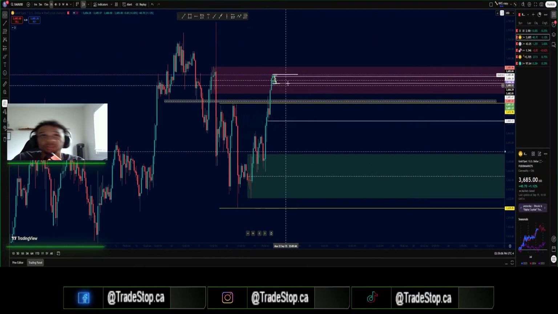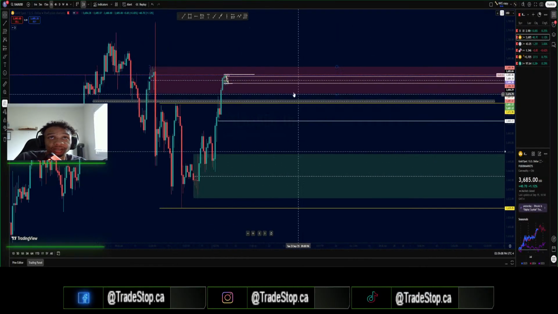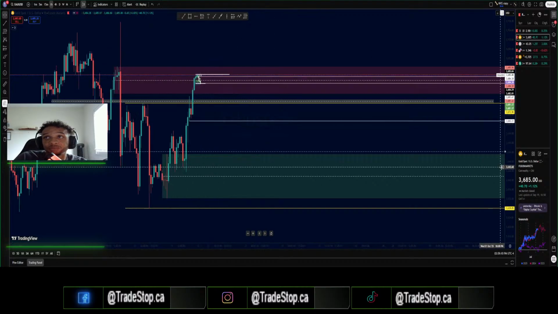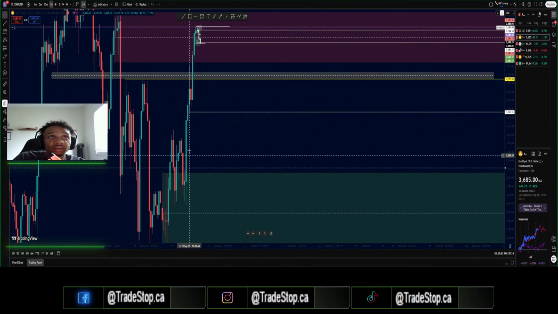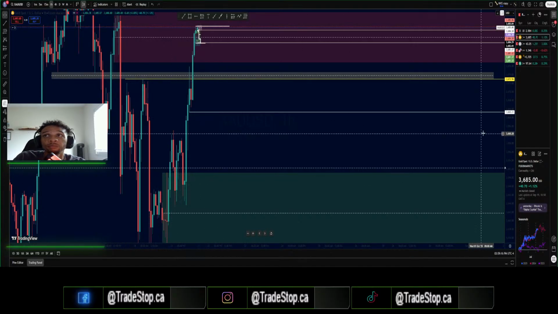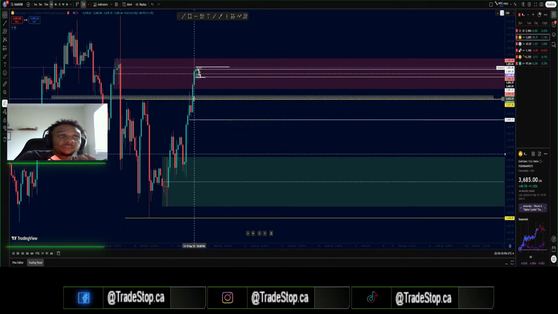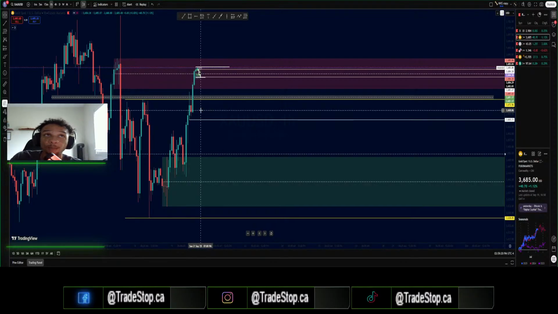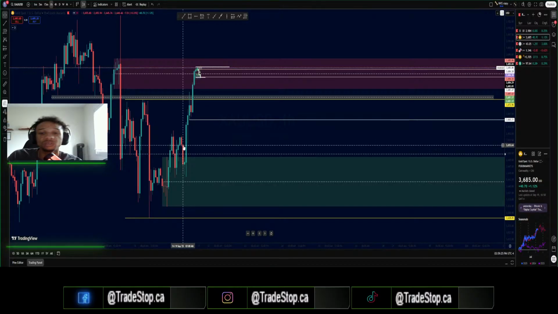Which should probably be something like this. If I am expecting it to come down, maybe I'm looking for one of these ranges to be filled down here, and then trying to get interested in a buy, right? And then dropping down to the lower time frame. It's really not hard. When it comes down to a key area, a higher time frame key area, that is where you need to be getting involved.